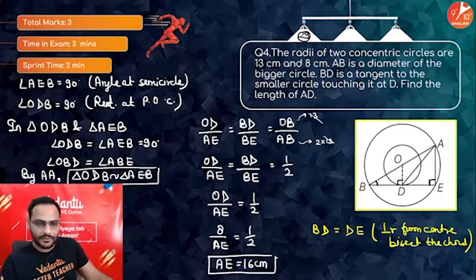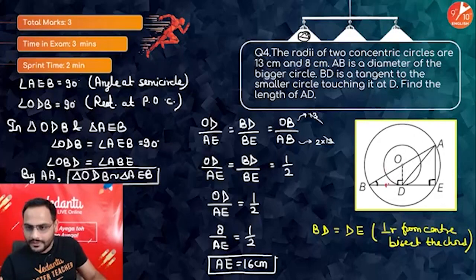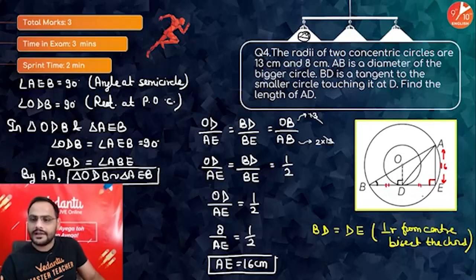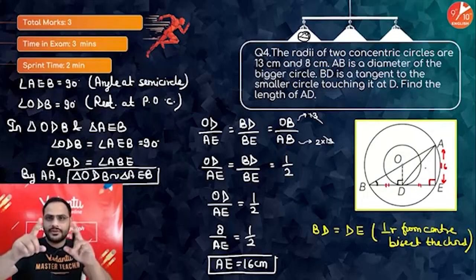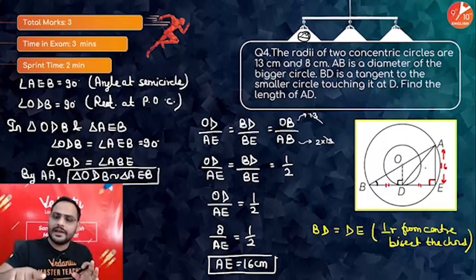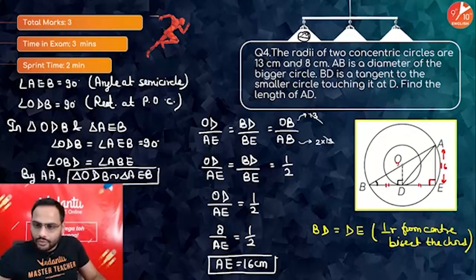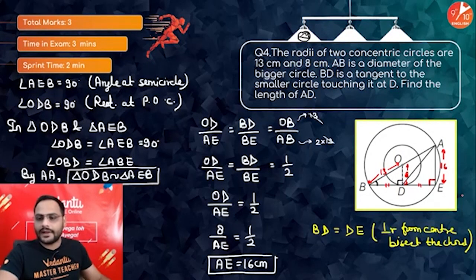Understand over here, if I know the length of BD, the same will be the length of DE. And already I know this angle is 90 degrees and AE I have got as 16 centimeters. So if I know BD, I will get DE, and if I know AE and DE, I can easily get AD by using Pythagoras theorem. So that is my approach. So now let's get BD. BD we can easily get because I know OB is equal to 13 and OD is equal to 8. So let's use Pythagoras theorem in triangle OBD.